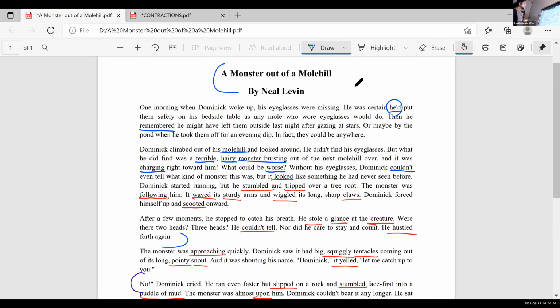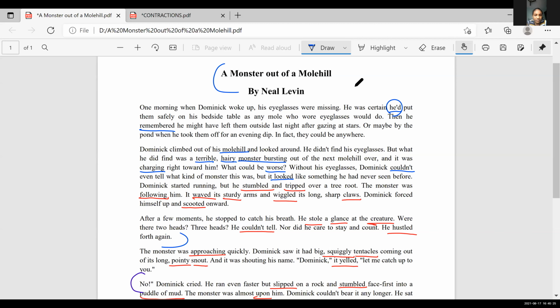So, one morning when Dominic woke up, his eyeglasses were missing. He was certain he'd put them safely on his bedside table, as any mole who wore eyeglasses would do. Yes, Catherine, please start reading once more. A Monster Out of a Molehill by Neil Levin. One morning when Dominic woke up, his eyeglasses were missing. He'd put them safely on his bedside table, as any mole who wore eyeglasses would do.